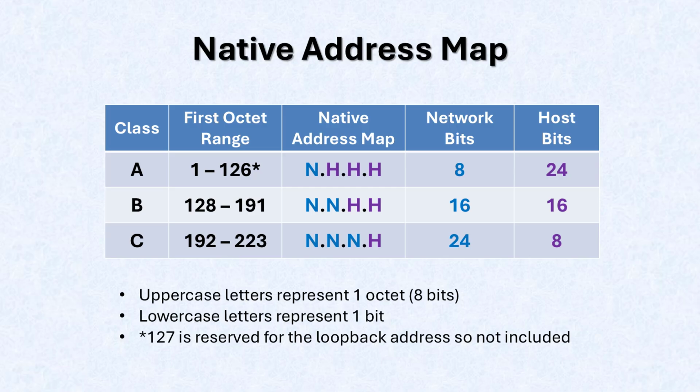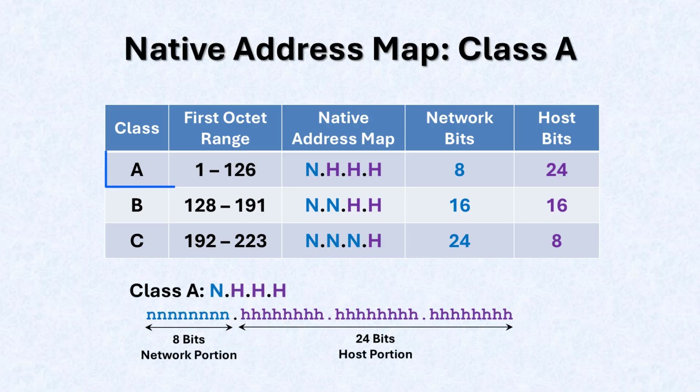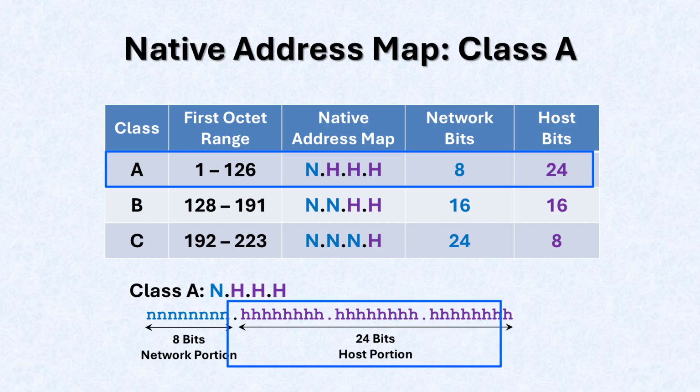First, a quick review of the native address map. Recall, uppercase letters represent 8 bits, and each lowercase letter represents 1 bit. For Class A addresses, the first octet is between 1 and 126. The address map is N.H.H.H. The first 8 bits are network bits. This is the network portion. The last 24 bits are host bits. This is the host portion.